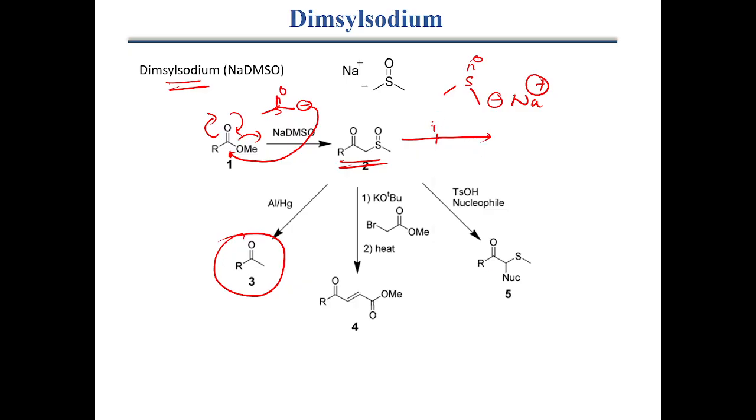What happened? Aluminium or sodium can transfer a single electron to the sulfur. Single electron will go, and after getting this one, it will come this way.